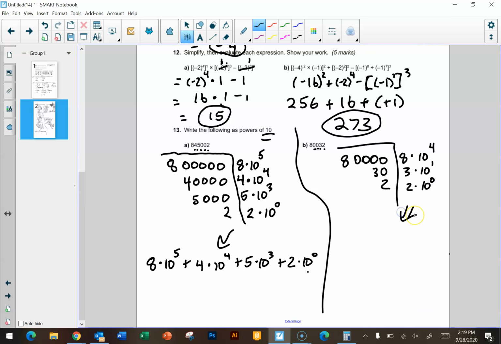Get your final answer. You've already got it. You just need to write it out in a slightly different way. 8 times 10 to the power of 4. Don't forget the plus. This is 3 times 10 to the power of 1 plus 2 times 10 to the power of 0.